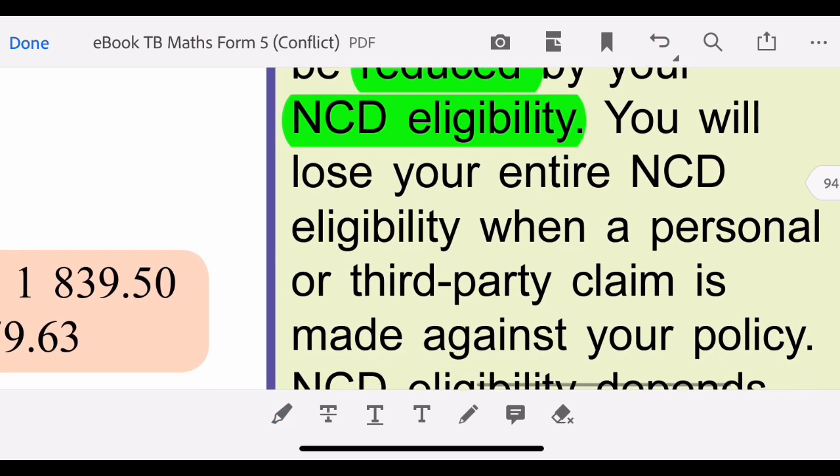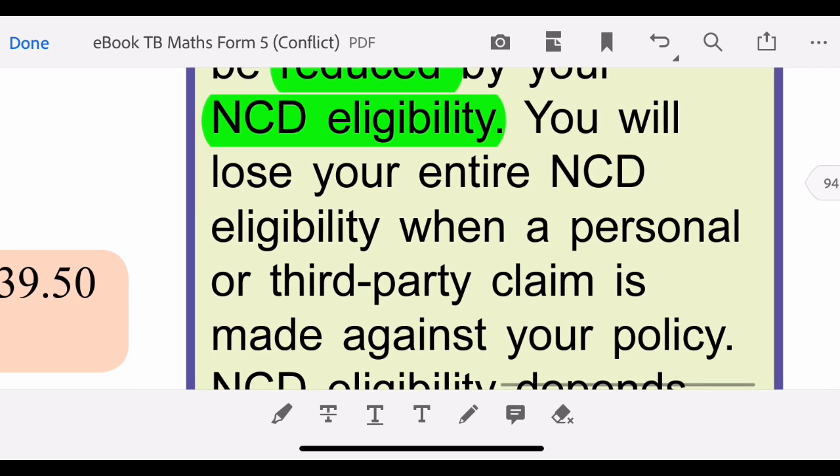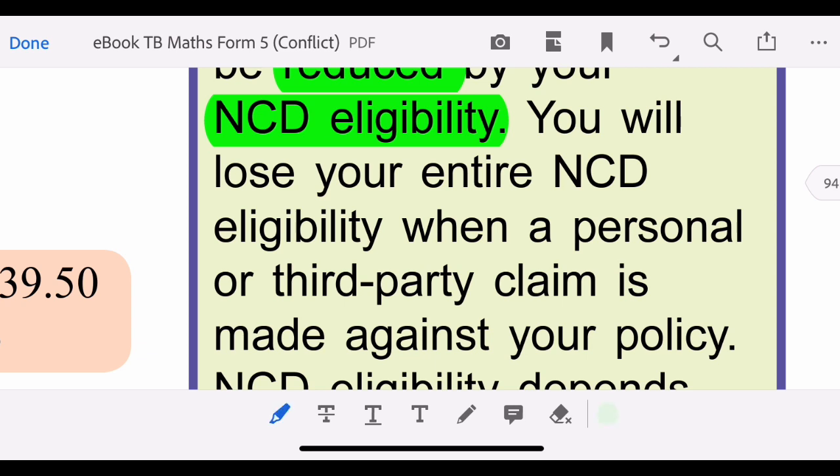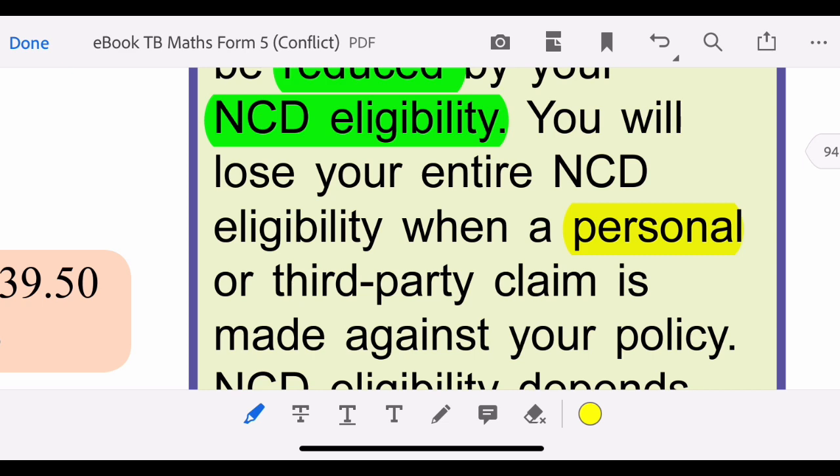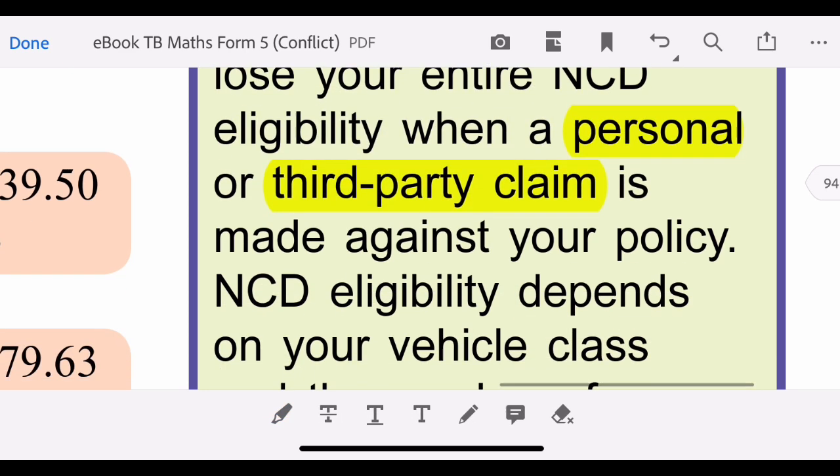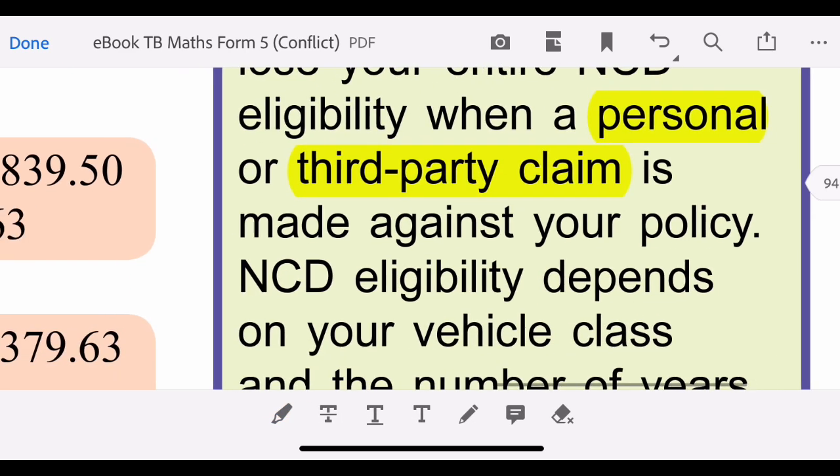But you lose your entire NCD eligibility when there is a claim, which means you are not qualified. You lose the entire NCD eligibility when a personal or third party claim is made against your policy.